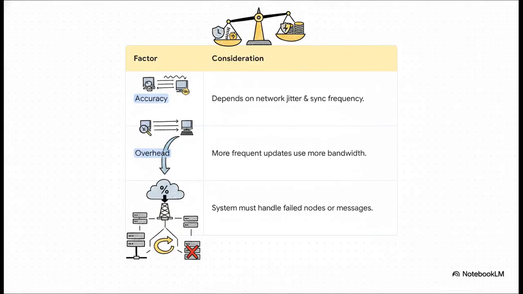And of course, building this stuff in the real world is all about trade-offs. It's a constant balancing act. Do you want extreme accuracy? Okay, well that means you have to sync up more often, which chews through your network bandwidth. What happens if a time server goes offline? Well, your whole system better be fault tolerant. You're always juggling accuracy, cost, and just plain old reliability.